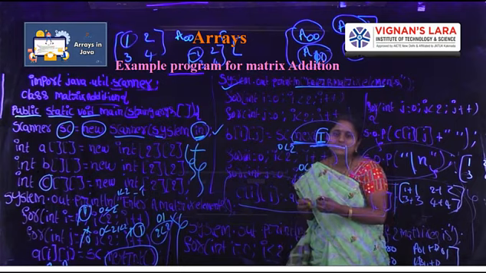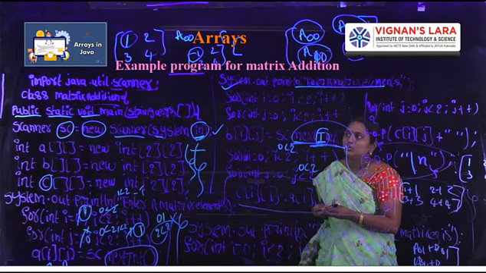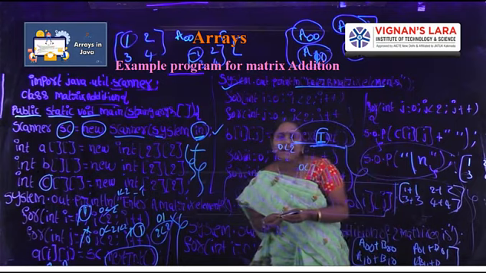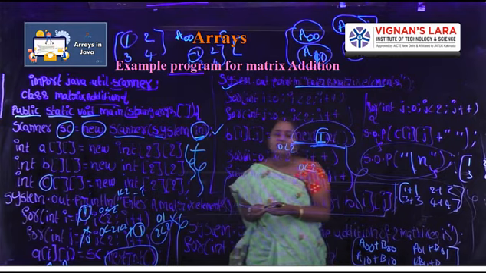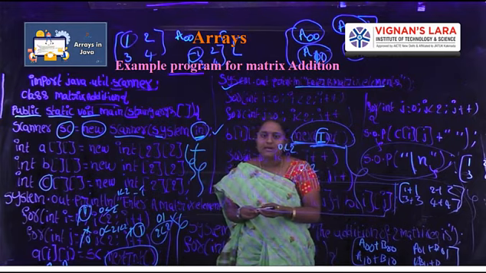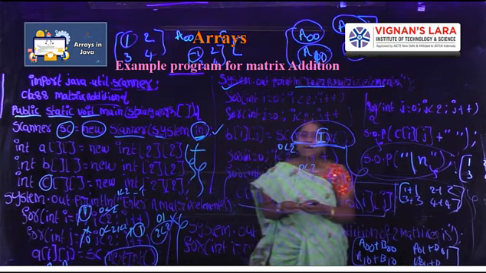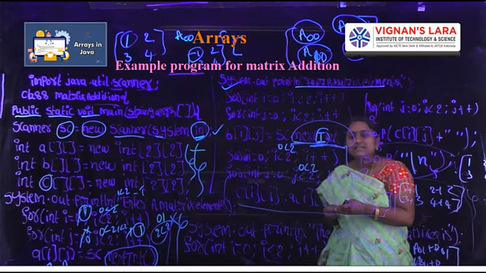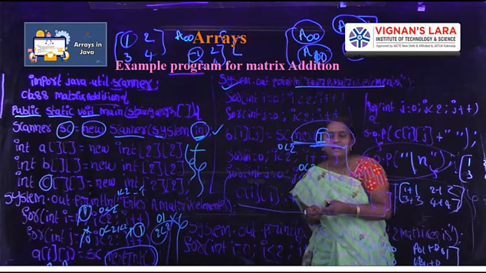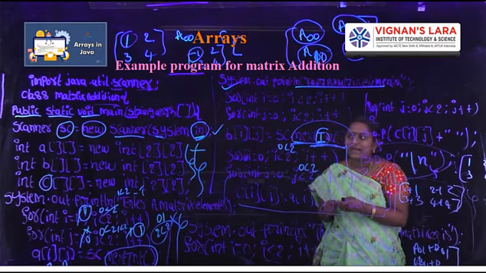It is the matrix addition program. So we have to represent the matrix addition program by using a 2-dimensional array. A 2-dimensional array means, what is an array finally? Arrays are a group of elements of the same data type and they are fixed size. The size of an array cannot change at runtime. The size of an array always remains constant.